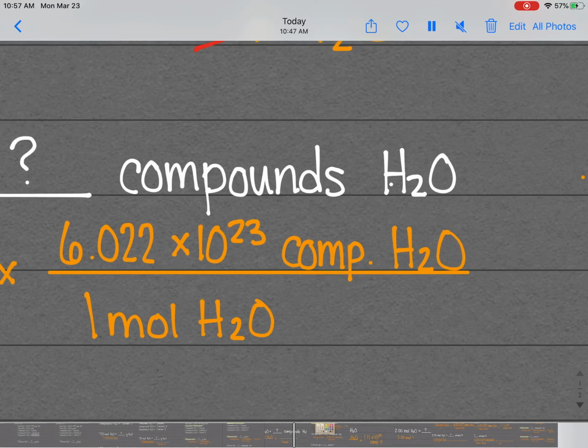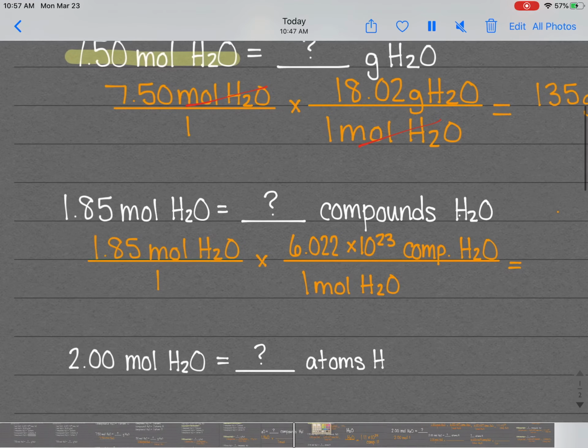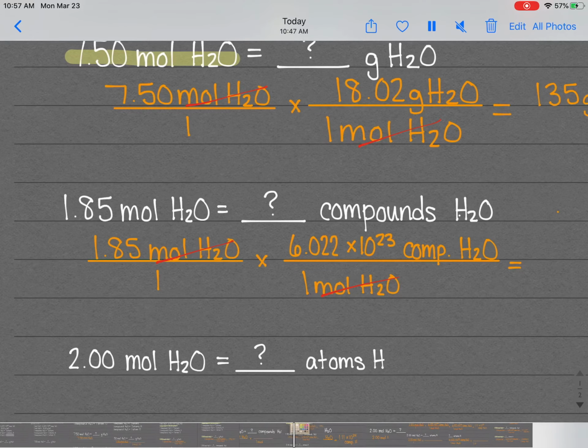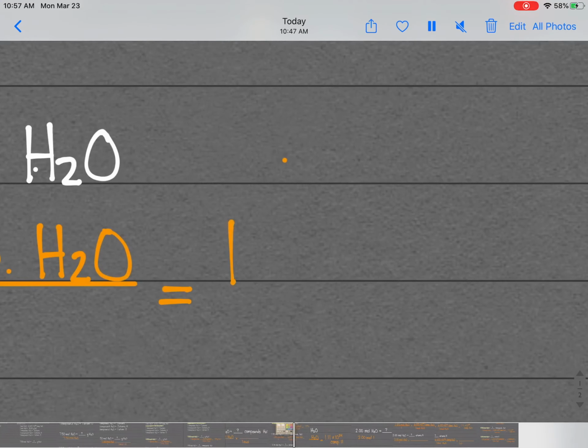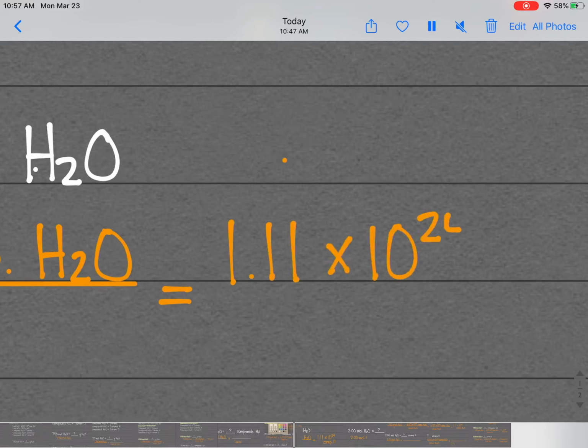Again, by placing the moles of water on the bottom of our conversion factor, it allows us to cancel out the units that we started off with. What we're left with is compounds of water. Again, when we are finalizing our answer, we can only have 3 sig figs in our answer. So while the calculator will give me 1.114 times 10 to the 24th compounds, I can only record 3 sig figs. So 1.11 times 10 to the 24th compounds of water.